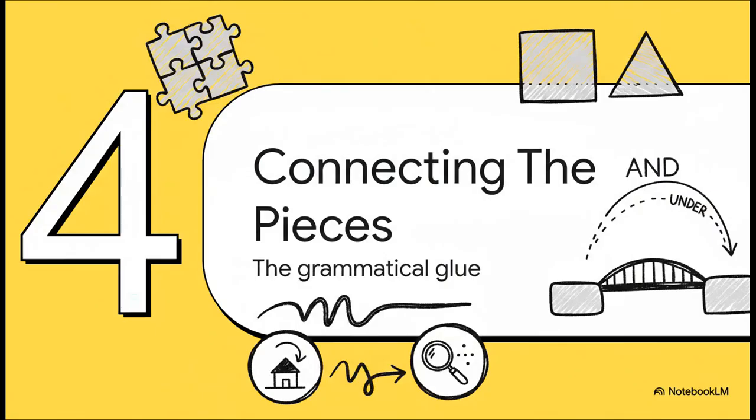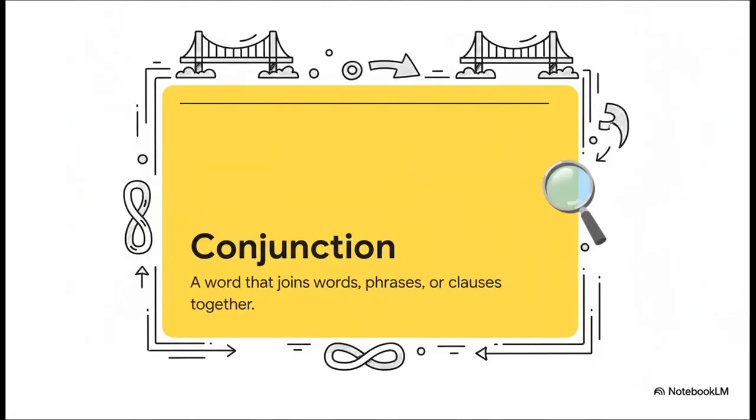Okay, so we've got our core pieces, but how do we actually connect them to each other? That is the job of our grammatical glue: conjunctions and prepositions. These are what help us build bigger, more complex structures. Think of conjunctions as the bridges of language. They're what connect individual words, phrases, and even entire ideas, letting us build longer and much more interesting sentences.